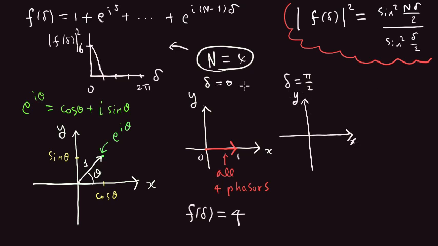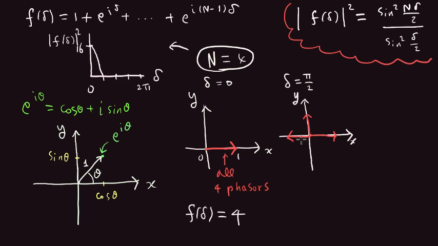So the first phasor is always 1, so that's right here. Okay. The second one now is exponent i pi over 2. What that means is a length 1 vector with angle pi over 2, 90 degrees. So that's here. And then the third phasor is exponent i 2 delta. So that's pi. So that means the angle is pi. It's right here.